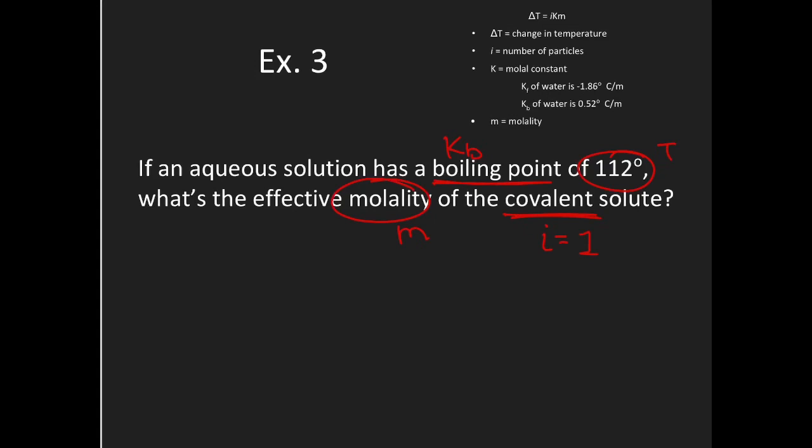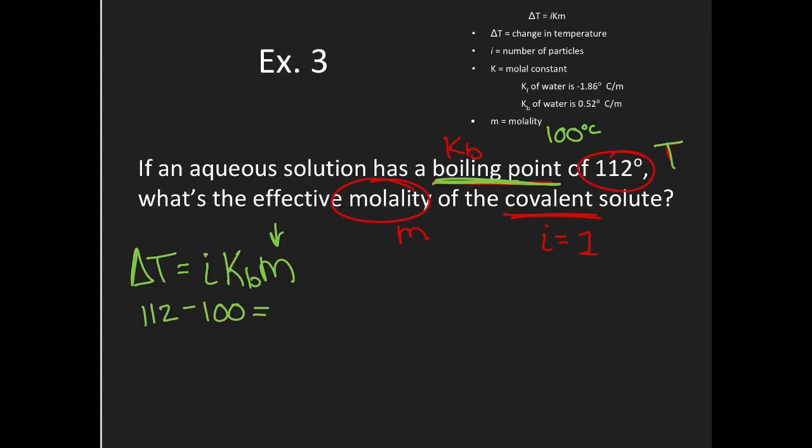All right, when we look at our formula, change in temperature equals number of particles times your boiling point constant times the molality. If I'm looking for m, then I need to find my delta T, but all they gave me was T. Delta T means the change in temperature. So what is the original boiling point of water? 100 degrees Celsius. So delta T means I need to find the change or the difference between those. So 112 minus 100 is a change in temperature of 12 degrees Celsius. So that is my delta T.